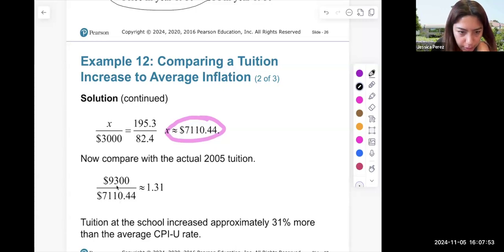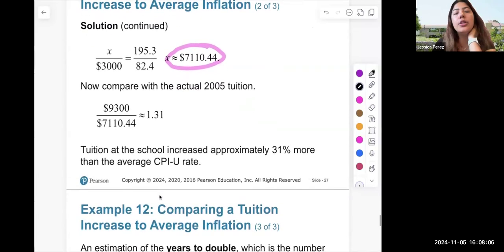Now, how does this compare to the actual tuition? Well, the actual tuition is 9,300, and the projected tuition is 7,110.44. So that means that the tuition at the school increased approximately, so if this was 100%, you add 31% more. So there's approximately 31% more than the CPI average. Okay.